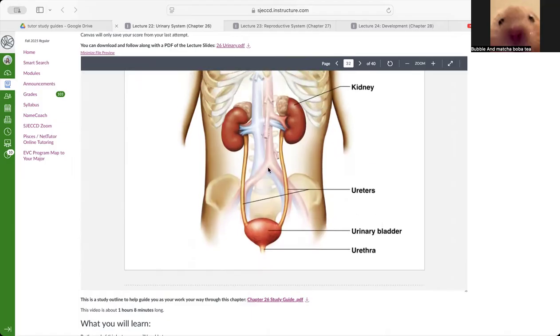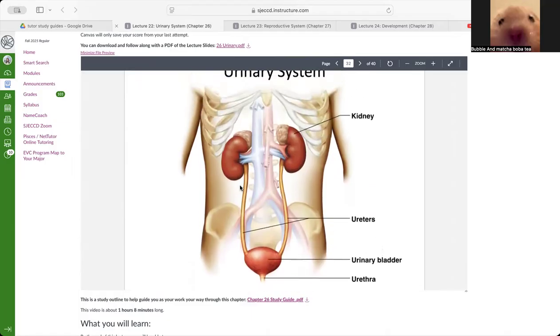We have 2 ureters, right? And they are 1 foot long. Urine is pushed down the ureter by peristalsis, similar to food, and there are no valves. So the moment the kidney makes urine in the renal pelvis, it just goes straight to the bladder.